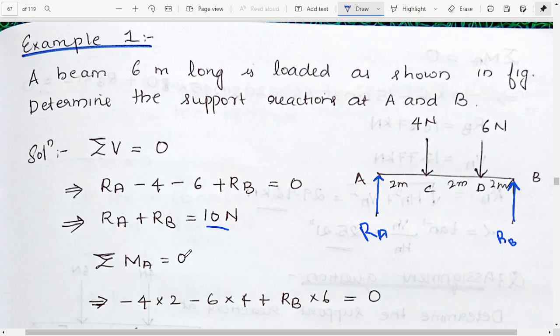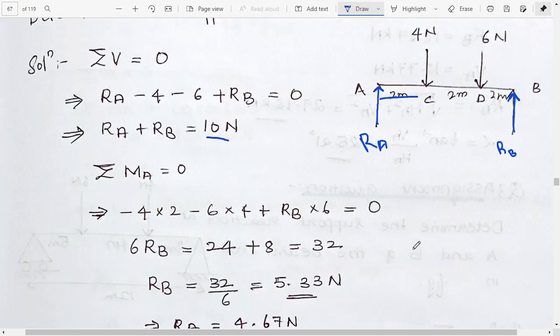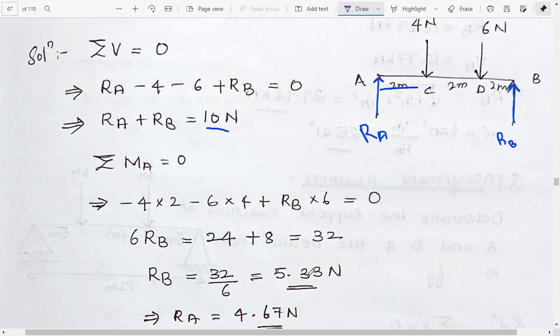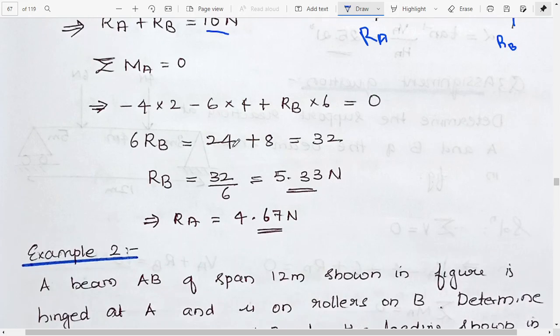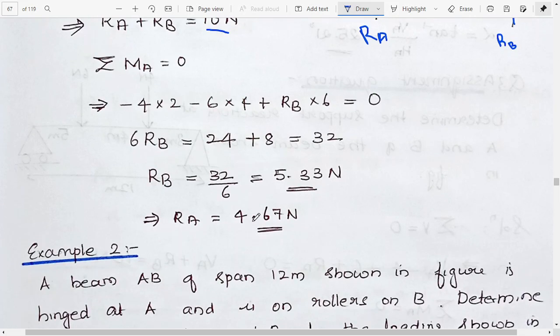Similarly, we can find the summation of MA. So summation of MA here will be equal to minus 4 into 2 plus minus 6 into 4 plus, sorry, here there is nothing, so it will be RB into 6. From that we will get the value of RB to be 5.33 Newton. We know that RA plus RB is equal to 10 Newton. From that we will get the value of RA to be 4.67 Newton.